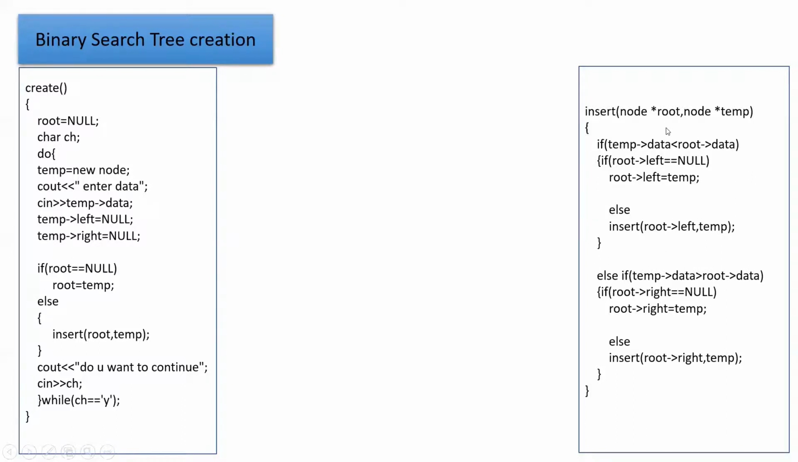So once again it will come here. Once again it will check the temp data with the new root value here. And whenever this condition becomes true, it will establish the link between the root left and the temp here. And exactly the reverse case is there.